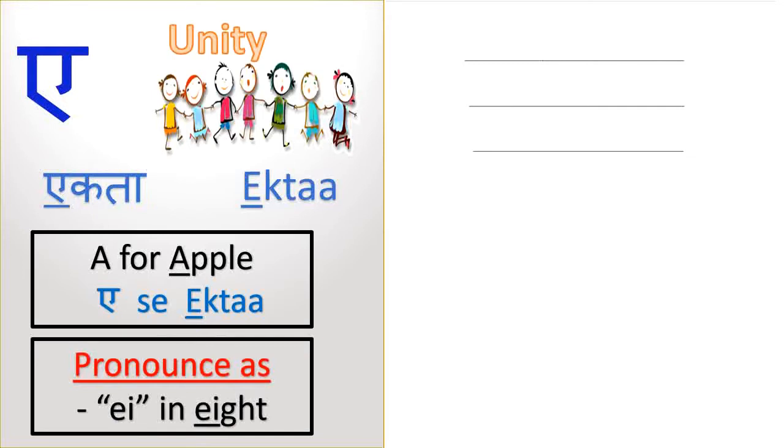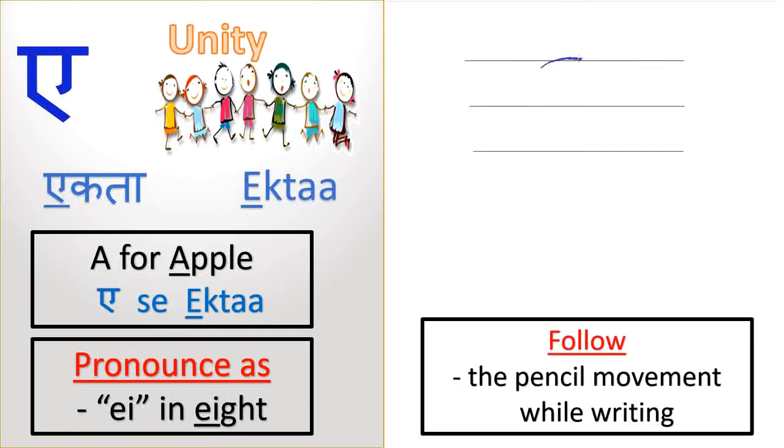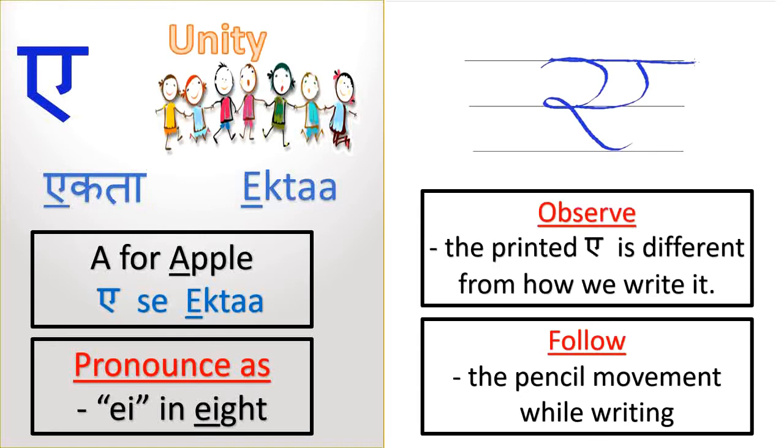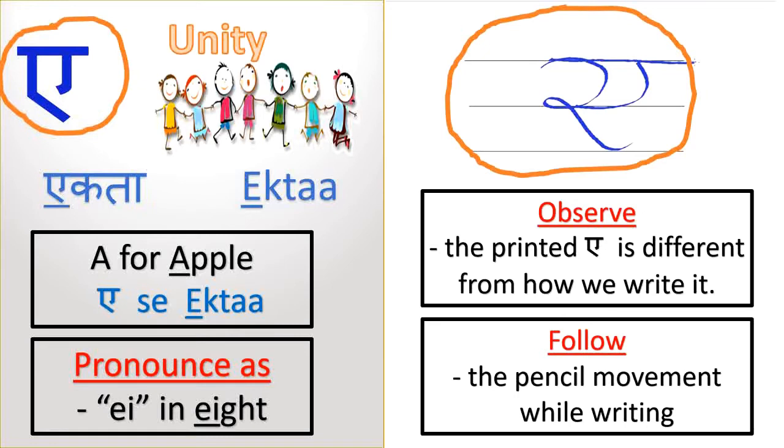To pronounce A correctly, pronounce it as you pronounce EI in English word 8. A 8. For writing, please follow the pencil movement and write in the same manner. Notice that A in printed form is different from how we write it.